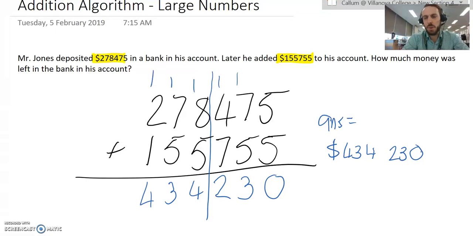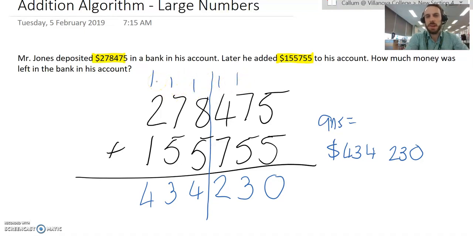In your text, it also says that you need to check your answers using rounding. So the easiest way to do that is just to add up the two digits in your 100,000s column. So 2 and 1, which is 3. So the answer should be roughly near 300,000. This one's obviously a lot higher because we had so much regrouping going on here.